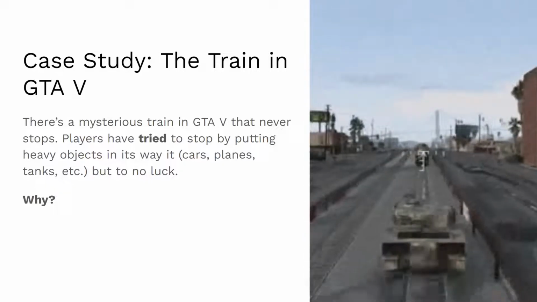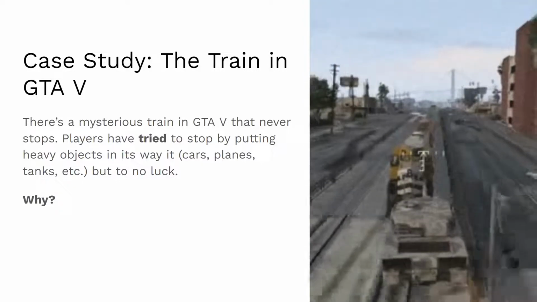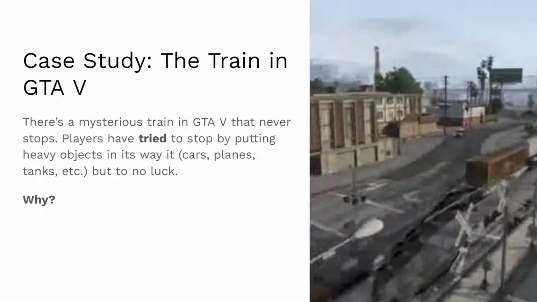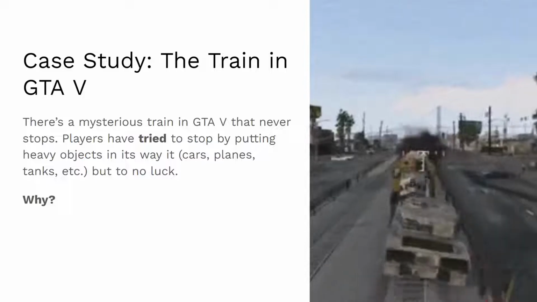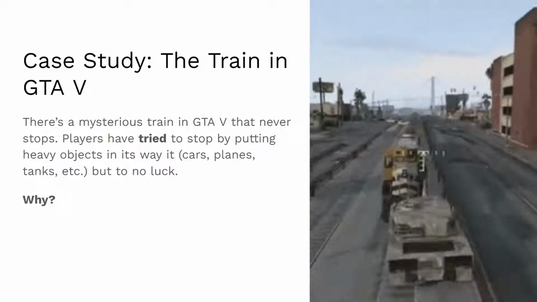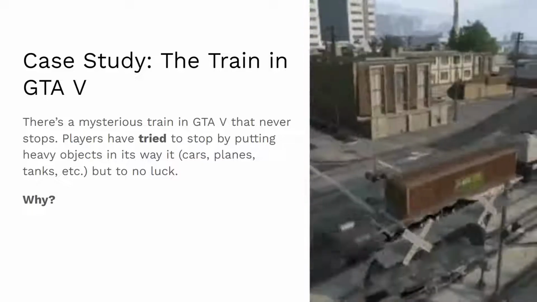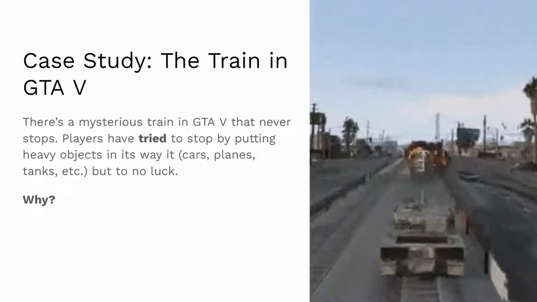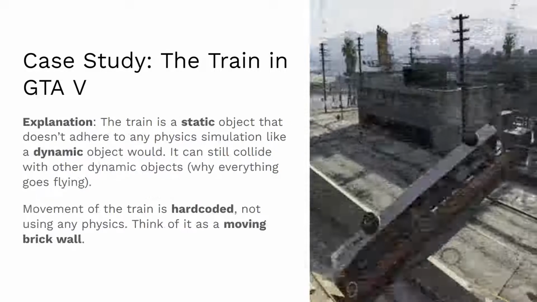So the question is, well, first of all, can you even stop the train? And second, why? Well, I'm only talking about the base game here. No, I'm not talking about mods to stop the train or anything. But in the base game, you cannot stop the train, no matter how hard you try. But why? Why can't you stop the train?